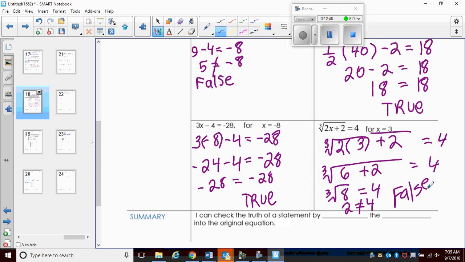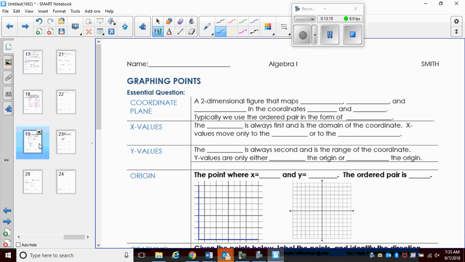Okay? I can check the truth of a statement by replacing the variable into the original equation. That's what we just did. We checked the truth by replacing a variable into the original equation. The next page, we're going to explore graphing points.